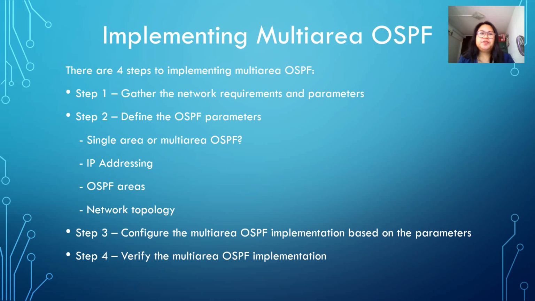Implementing multi-area OSPF. We have 4 steps to implement multi-area OSPF. Step 1, gather the network requirements and parameters. Step 2, define the OSPF parameters. Is it single area or multi-area OSPF? Then you have to know the IP addressing, OSPF areas, and the network topology. Step 3, configure the multi-area OSPF implementation based on the parameters. And step 4, verify the multi-area OSPF implementation.